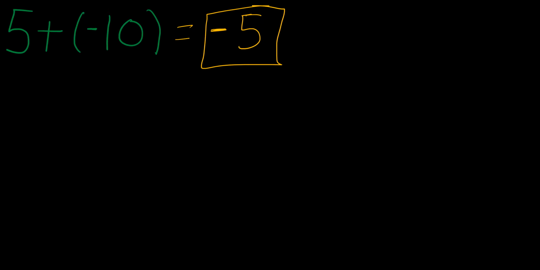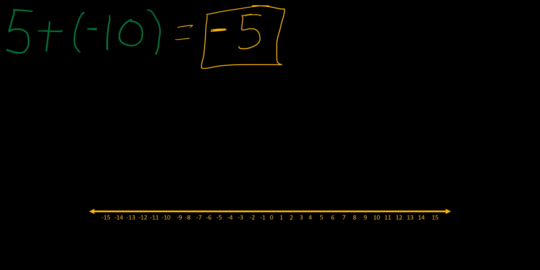We can also conceptualize this with a number line. Let's say we're at +5 and we're going to subtract 10. We're going to add -10. So let's do that. 1, 2, 3, 4, 5, 6, 7, 8, 9, 10. We end up at -5.